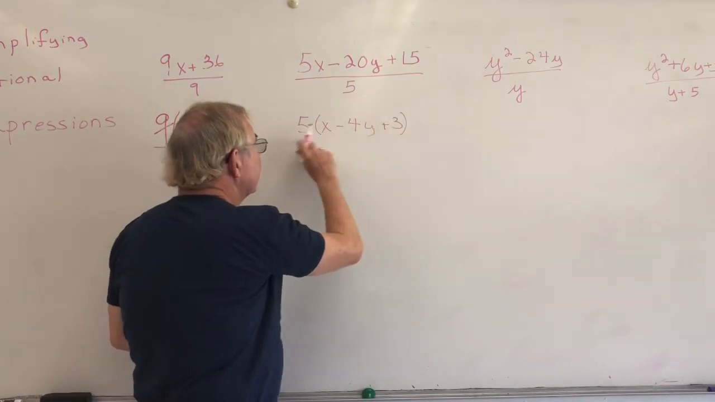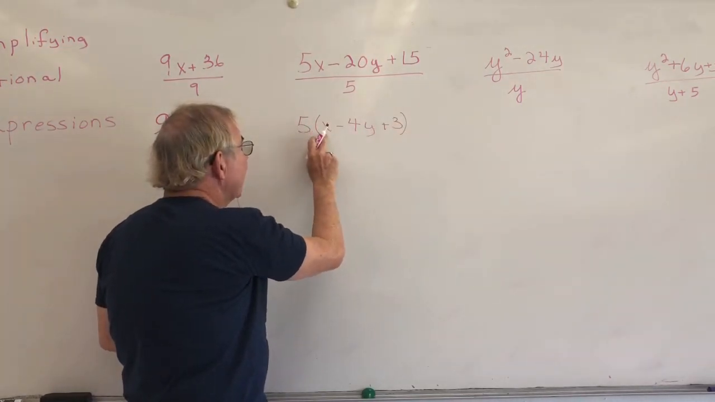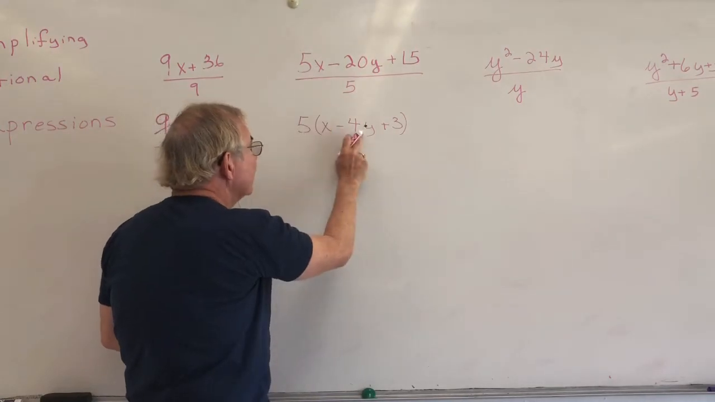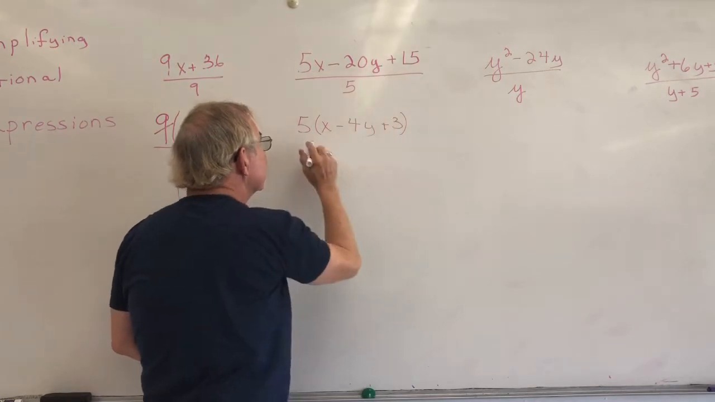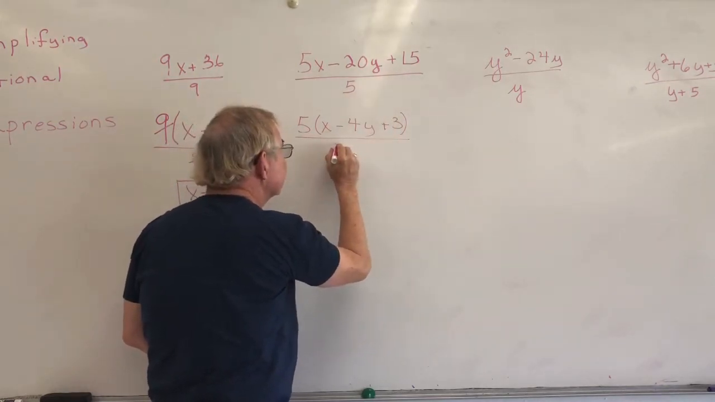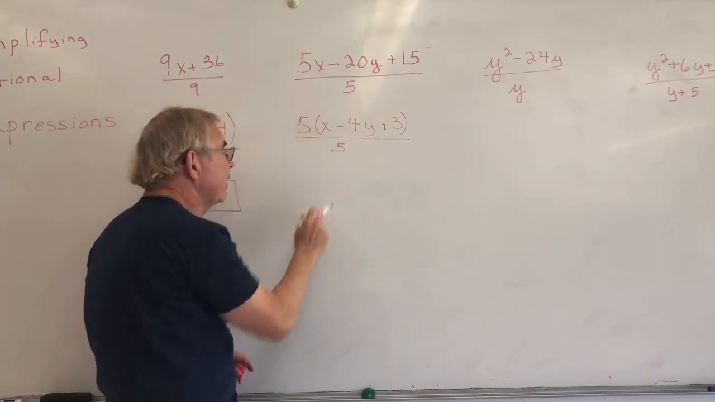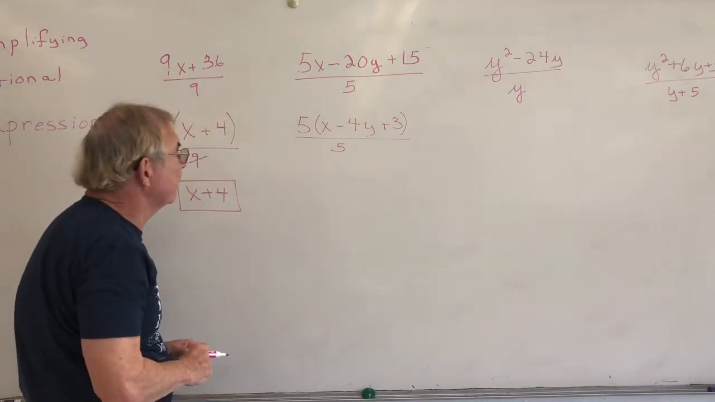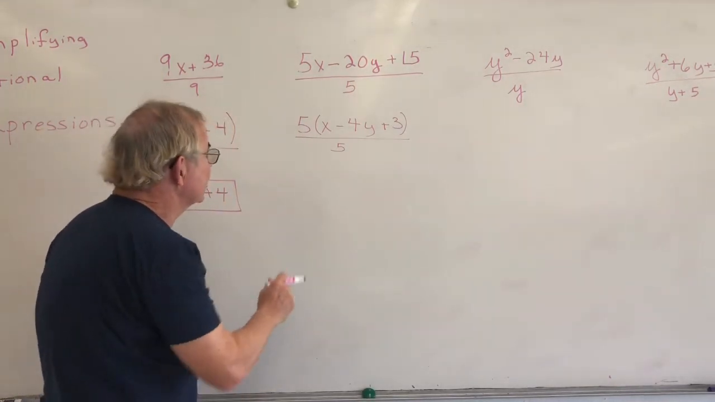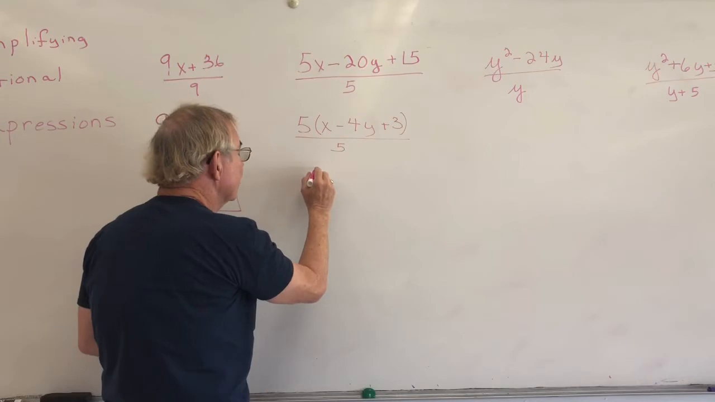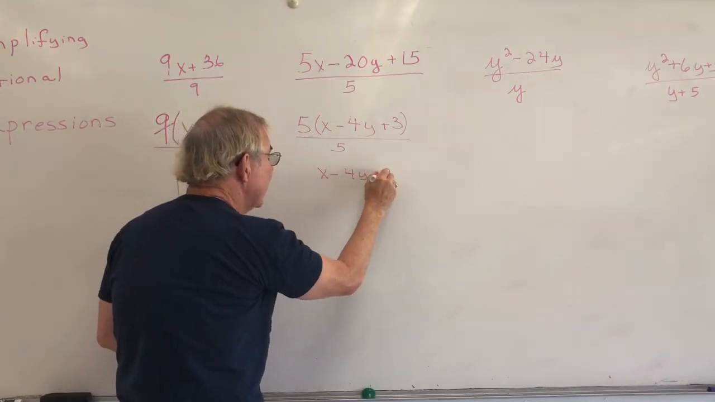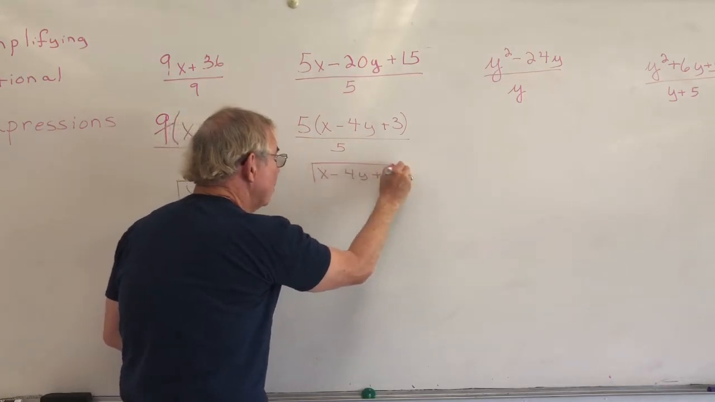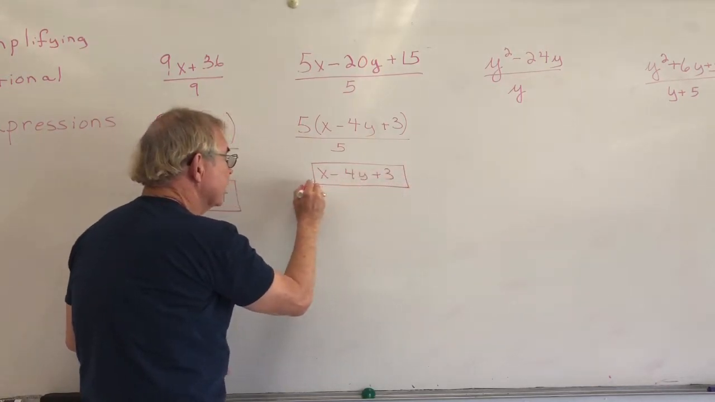You can check that by distributing: 5x minus 20y plus 15, and there it is, and you divide it by 5. Then the 5/5 divides itself out to 1, and you're left with 1 times the parentheses, which is x minus 4y plus 3.